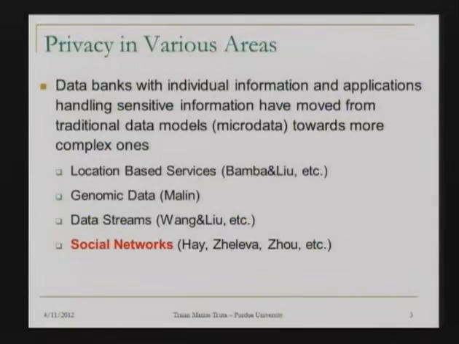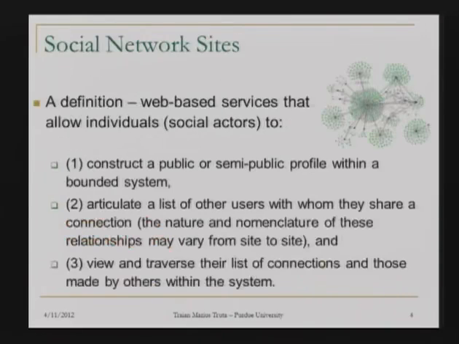First, there is a lot of data in various formats today available for public use, for research use, and so forth. And this data contains a lot of sensitive information, medical information, and so forth. 10 years ago or so, most of this data was in traditional data models format, such as microdata, where each row belongs to an individual. But today, or more recently, the data models are varied, and they include location-based services, genomic data, data streams, and probably more common social networks. So the need of privacy in social network is very important today.